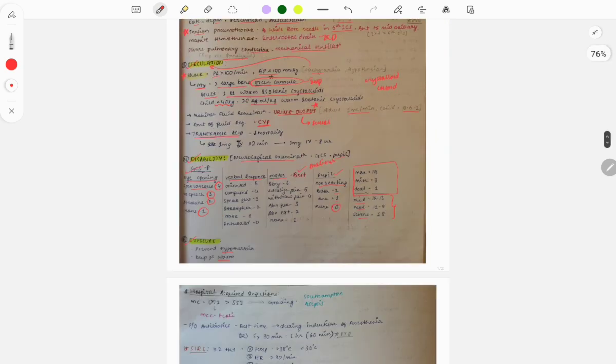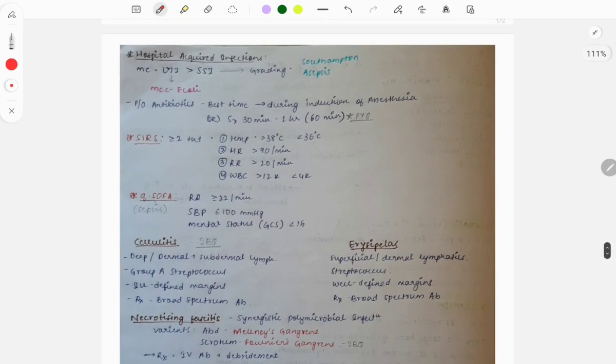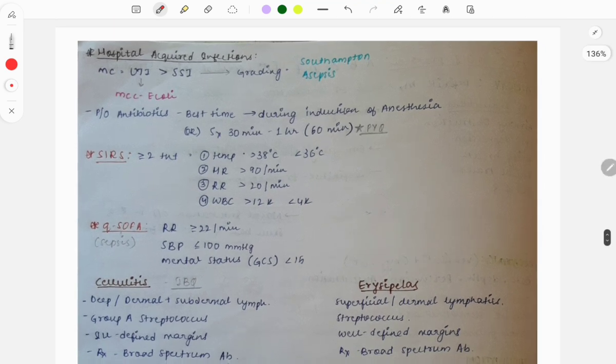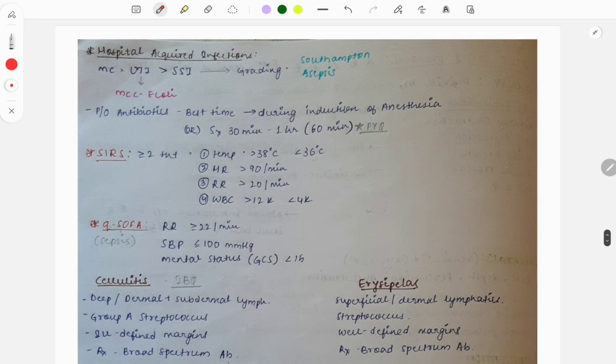Now let's look at some other important points which are asked from general surgery. So hospital acquired infections. The most common is the urinary tract infection and the second most common is the surgical site infection, and the most common cause is E. coli. And the grading used for this infection is the Southampton grading. There's no need to remember the points from this, only if you remember the name it's more than enough.